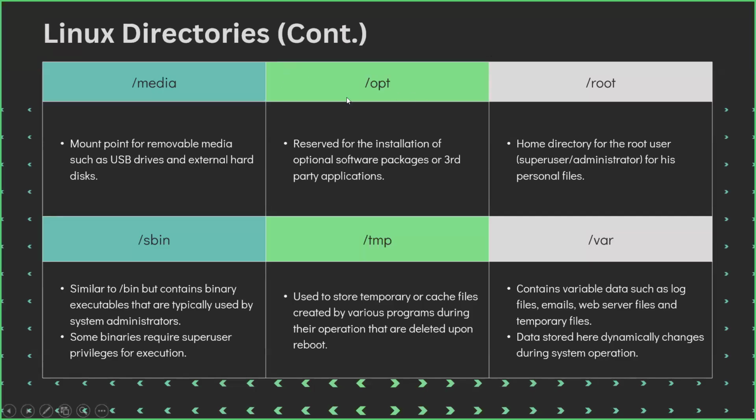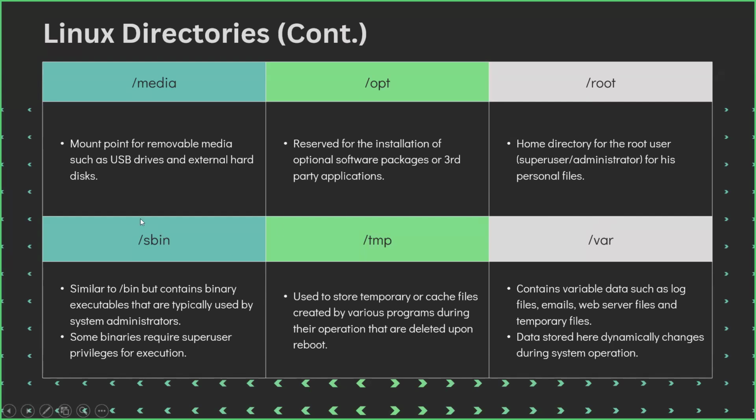Moving on, after media, you have the OPT folder. This is for third-party applications. It stands for optional packages. So when you download any third-party apps from the browser, those are supposed to be stored in the OPT folder here. Then you have the root directory, as mentioned, the home directory for the root user. This is only accessible by the root user himself or herself. It cannot be accessed by any other secondary account.